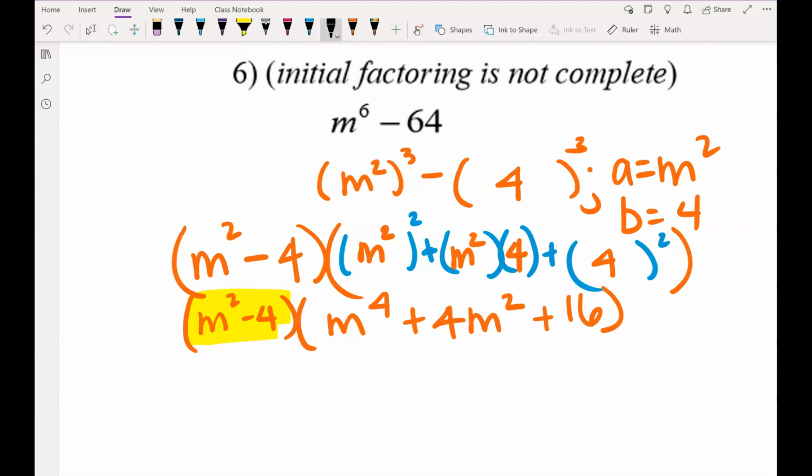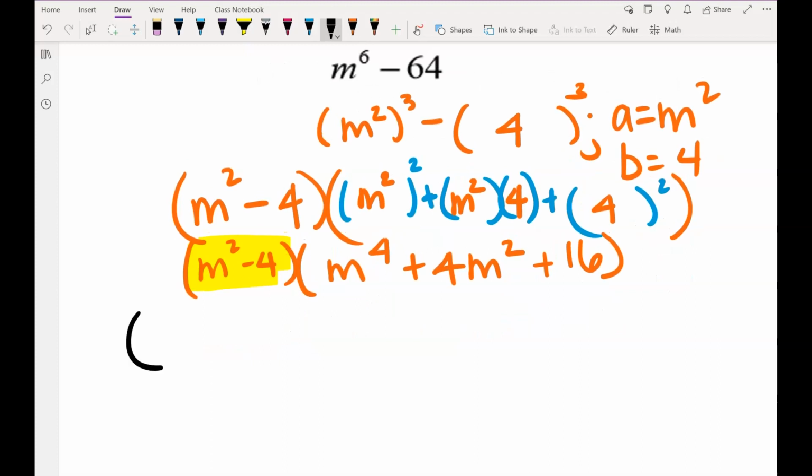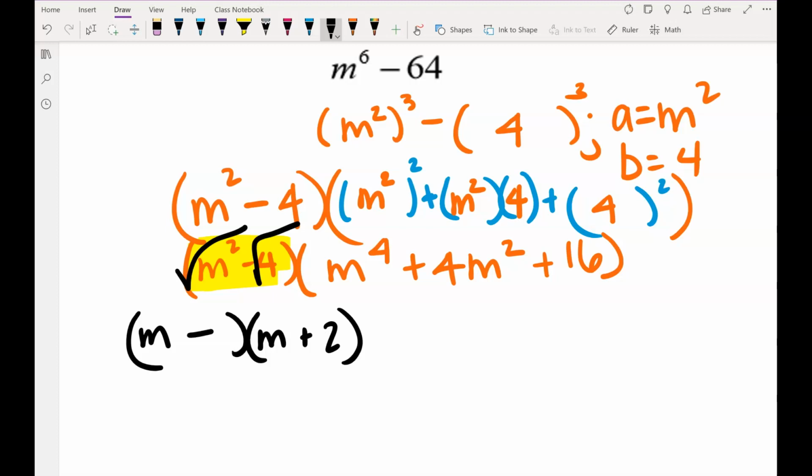squares. Look at this. So that means I can go, what's the square root of M squared? M. What's the square root of 4? 2. So there's a plus and there's a minus, right? Yes, no, maybe? All right. I'm going to copy this down.